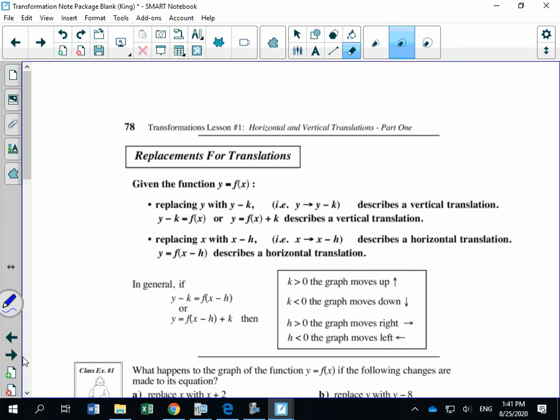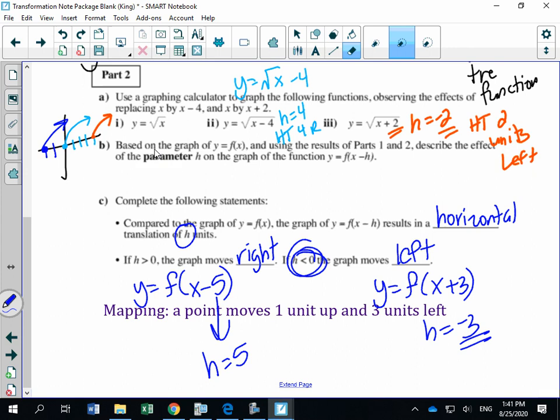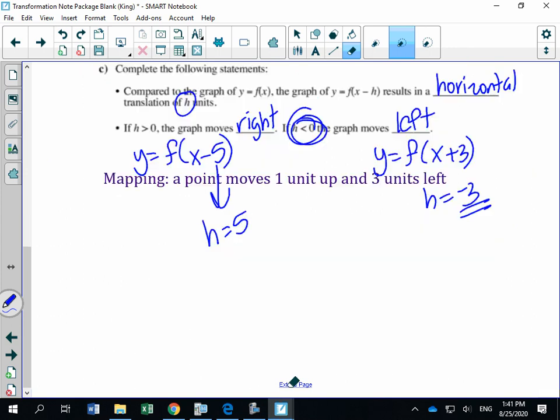Okay, flip to page 78. We're going to talk about replacement notation and mapping notation. And actually, before we even do that, at the bottom of page 77, I want you to add something.